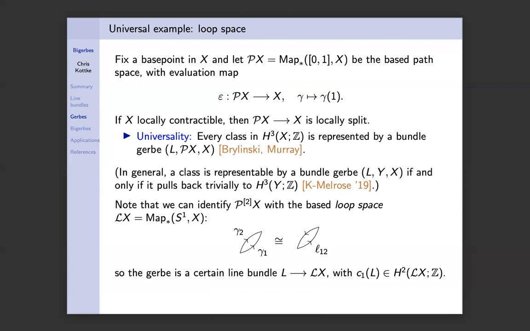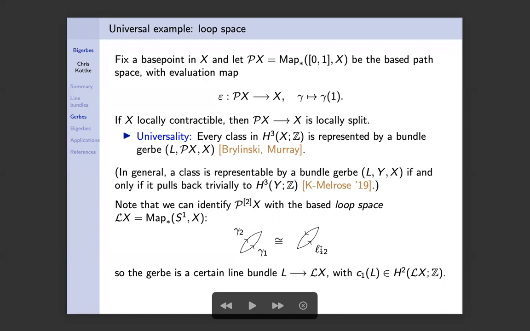The bundle gerbe, right, where we have a line bundle over the fiber square of our space. So what is that in this instance? We have pairs of based paths that have the same endpoint in X. Of course we can identify that with the based loop space. If I've got two paths that start at the base point and end at the same point, gamma 1 and gamma 2, we can just reverse gamma 2 and concatenate those paths together, and we get a based continuous loop. I'll call that L12.